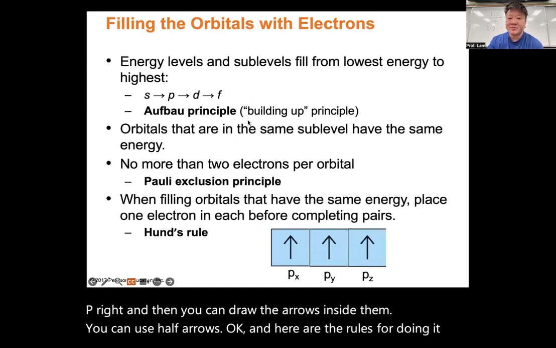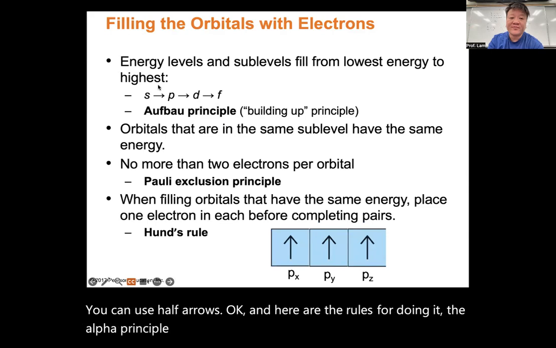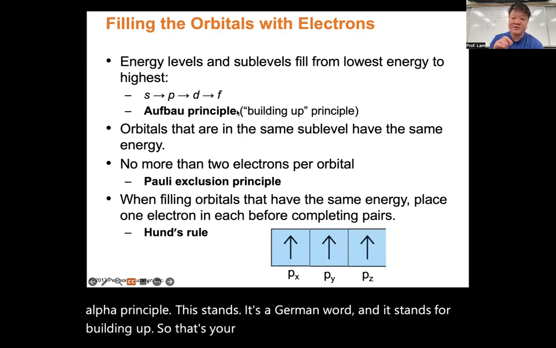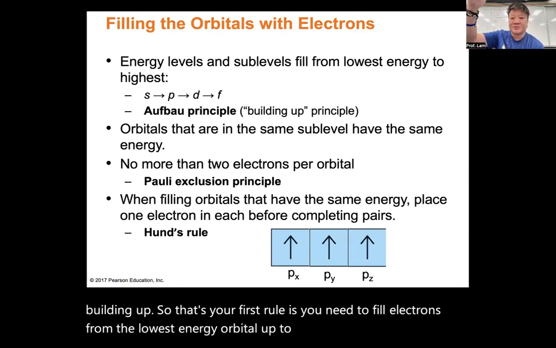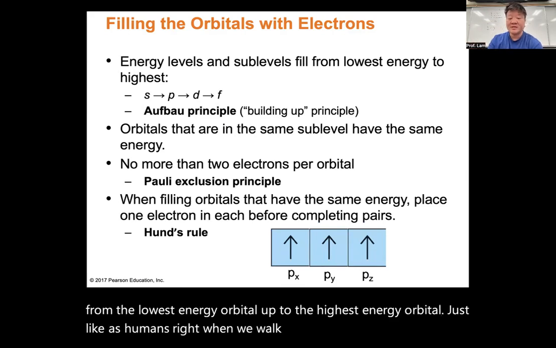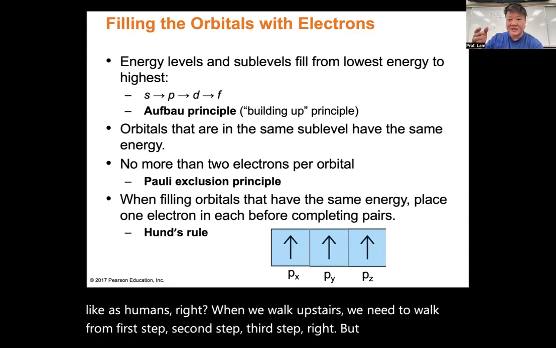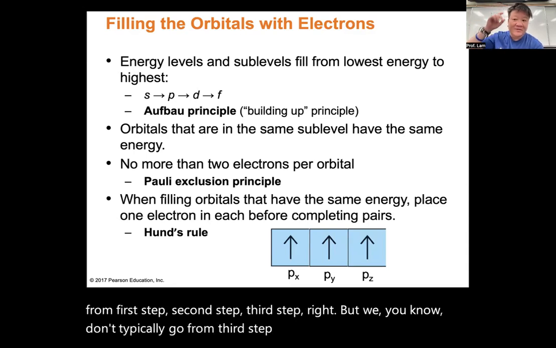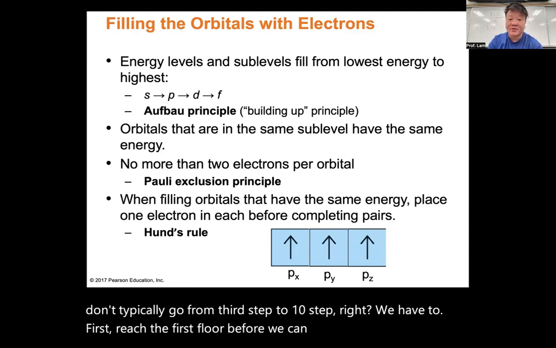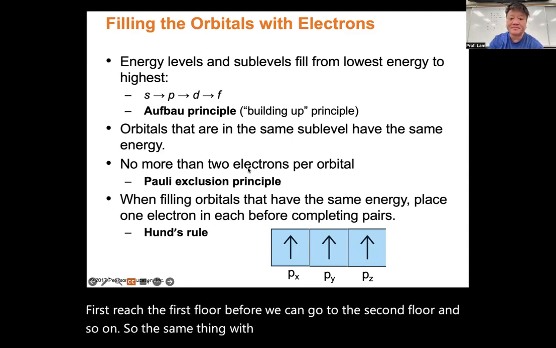The Aufbau principle, it's a German word, and it stands for building up. So that's your first rule, is you need to fill electrons from the lowest energy orbital up to the highest energy orbital. Just like as humans, right? When we walk upstairs, we need to walk from first step, second step, third step, right? But we don't typically go from third step to tenth step, right? We have to first reach the first floor before we can go to the second floor and so on. So the same thing with the electron, right?